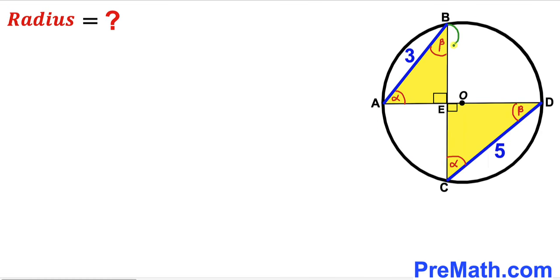Now let's make an observation. We can see that this segment BE is equal to this segment CE by the property of symmetry. If I label this segment BE as lowercase a, then this segment EC is lowercase a as well. Moreover, I'm going to label this segment AE as lowercase b, and finally, this segment ED as lowercase c.